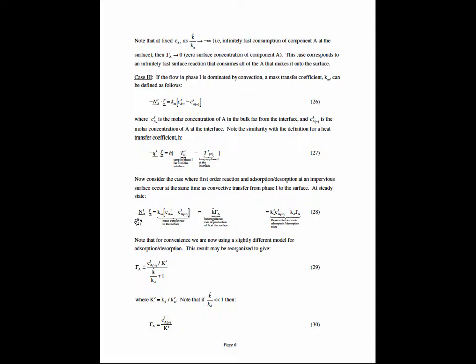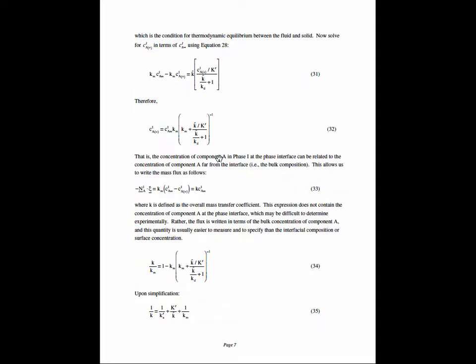And at steady state, the flux across the interface, the flux of material to the interface, has to be exactly balanced between these three, if you will, resistances to mass transfer. One being the transport through the boundary layer to the surface, the other being the uptake of A by chemical reaction, and the third being the adsorption-desorption equilibrium, which we've written in this way.